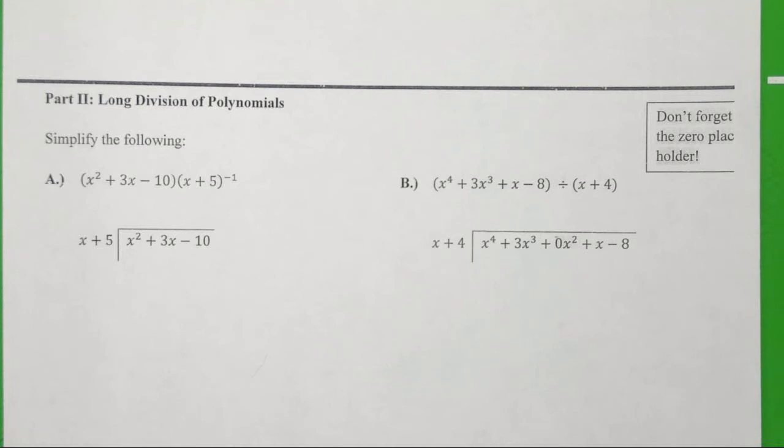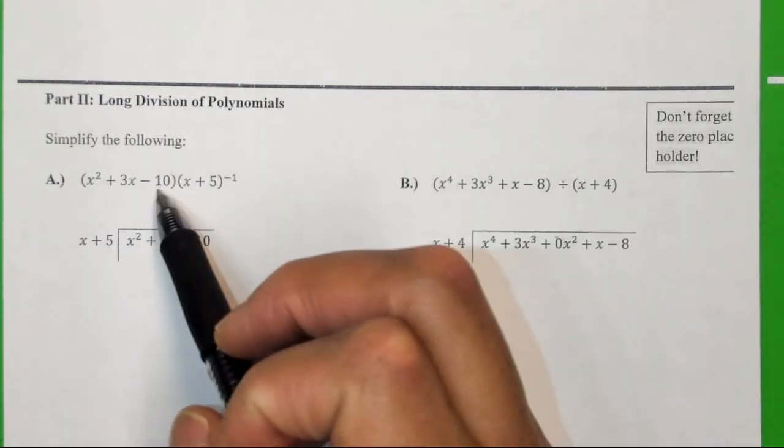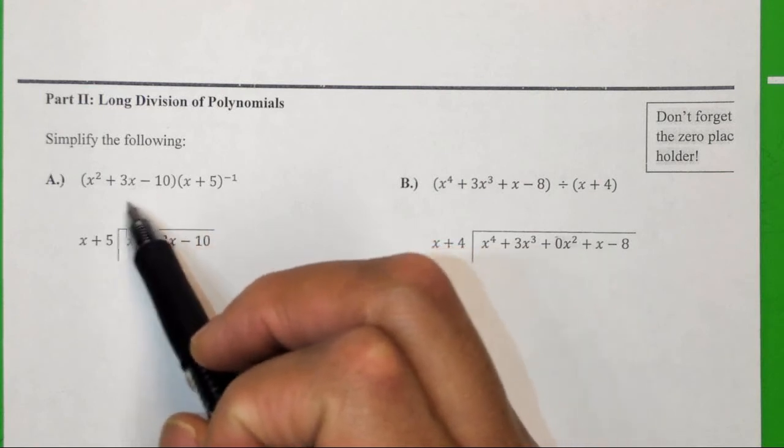The idea with the long division is it works just like old long division. So long division when you were in elementary school, and you would do like, what's 187 divided by 16 or something. We're going to do that same thing. It's just now, instead of using regular numbers, we're going to be using polynomials. So we'll have an example like A here, where we get x squared plus 3x minus 10. That's our dividend.